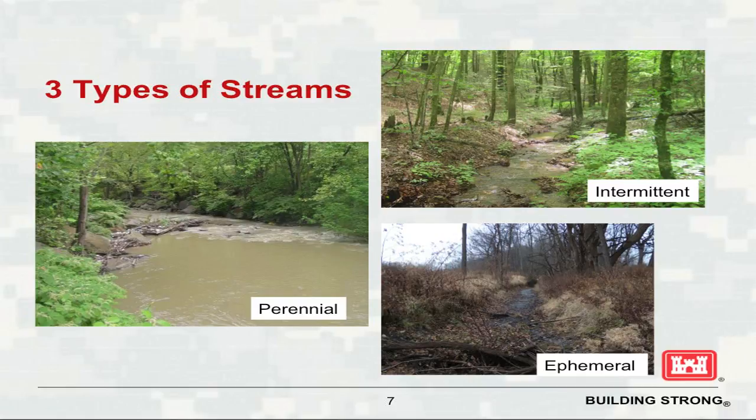So three types of streams. We have perennial streams that flow year-round. We have intermittent streams that flow seasonally. And in both of those, you usually have some kind of groundwater component that helps feed the stream during a lower flow time. Ephemeral streams are streams that flow when it rains and for short periods of time after it rains.